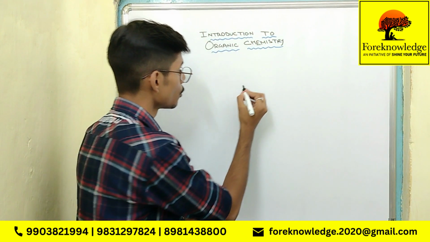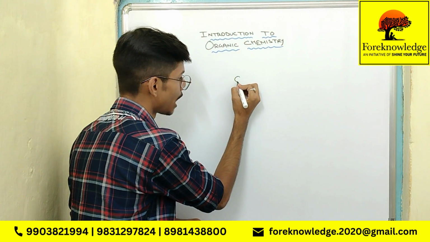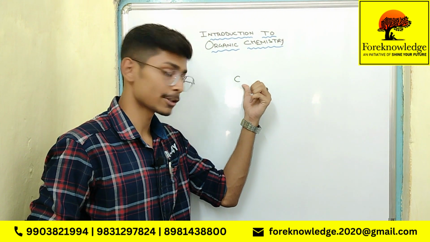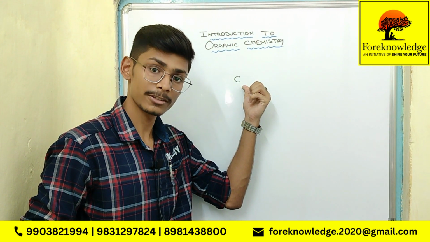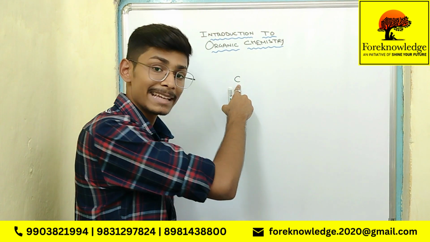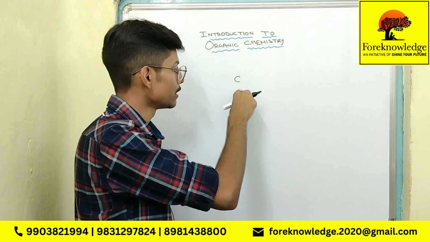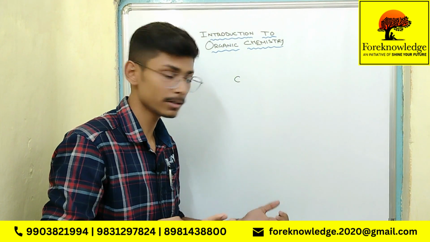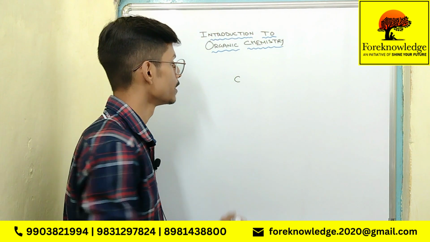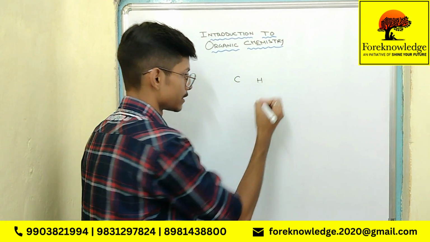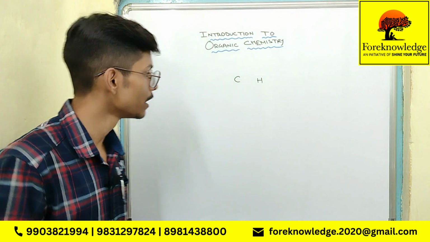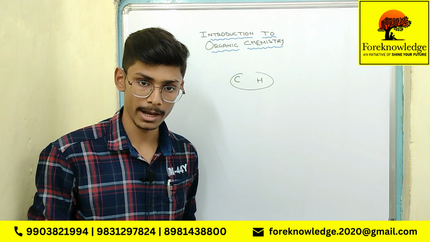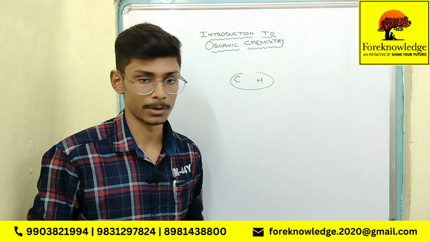Now we are very much familiar with the element carbon. It lies at the 6th position of the periodic table. Its atomic number is 6 and its mass number is 12, and it's tetravalent. That means the maximum number of bonds that a carbon can form is 4. It is not possible to form more than 4 bonds. Another element is hydrogen. It lies at the 1st position. Now when carbon and hydrogen react, they form a compound known as an organic compound.